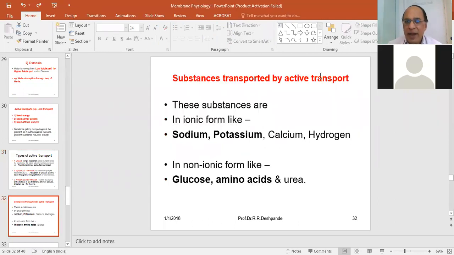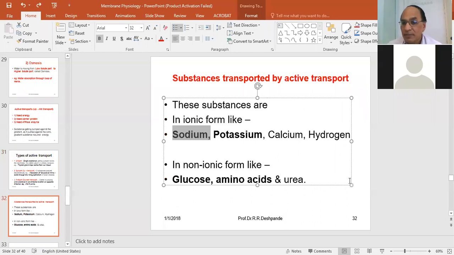Substances transported by active transport, the names. Ionic forms are sodium, potassium, calcium, hydrogen. They are always pumped. And non-ionic are, as we have just seen, glucose, amino acids, and urea, which are transported by active transport.